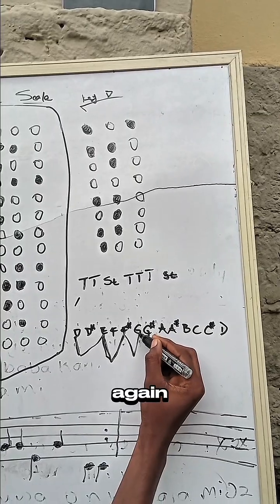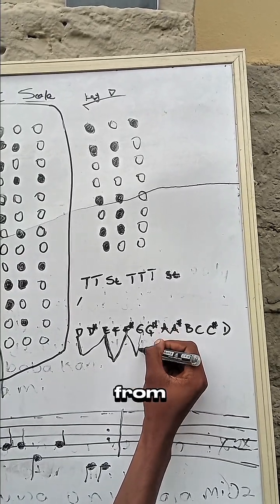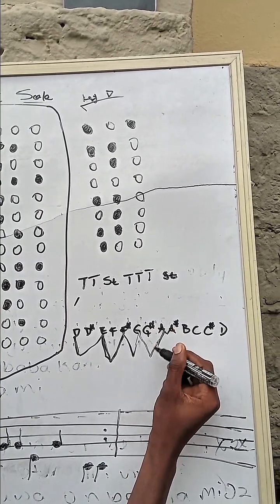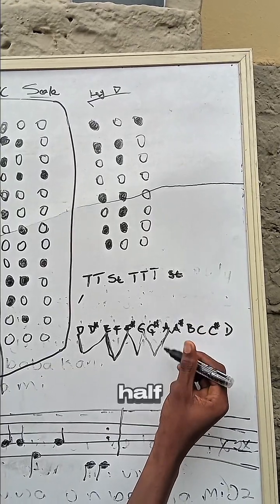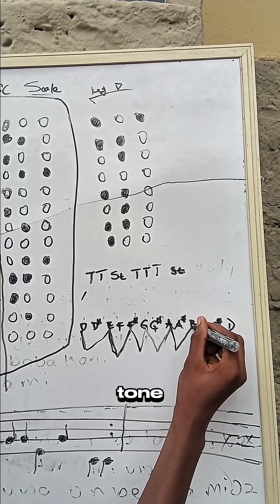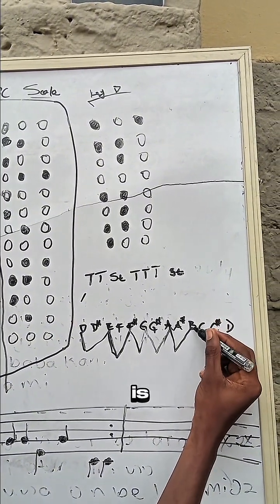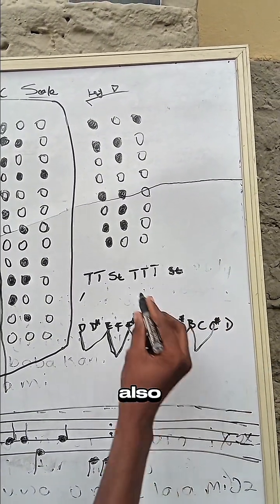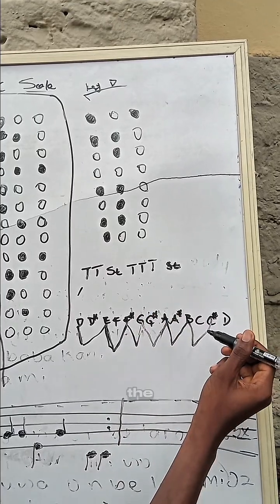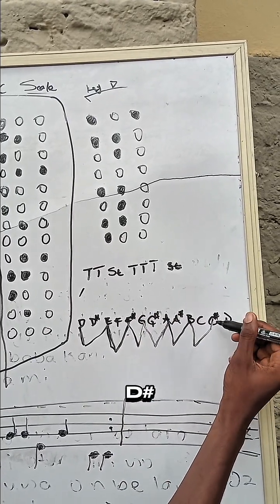So we take it again. From here to here is a half note. From G to A is a tone. From A to A sharp is a half note. From A to B is a tone. From B to C is a half note. From B to C sharp is a tone. And also we have gotten our tone, tone, tone, remaining the semitone. From this C sharp to D, that's a semitone.